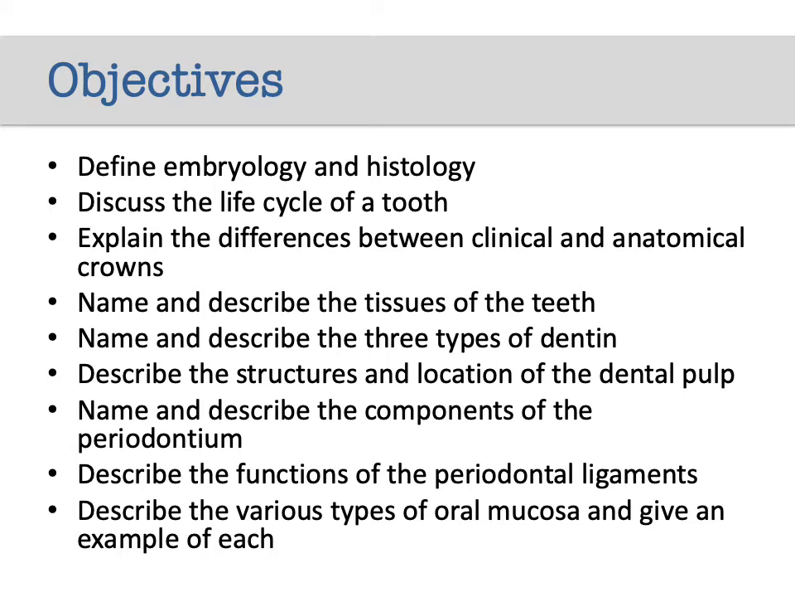After watching this lecture, you should be able to define embryology and histology, discuss the life cycle of a tooth, explain the differences between clinical and anatomical crowns, name and describe the tissues of the teeth, name and describe the three types of dentin, describe the structures and location of the dental pulp, name and describe the components of the periodontium, describe the functions of the periodontal ligaments, and describe the various types of oral mucosa and give an example of each.